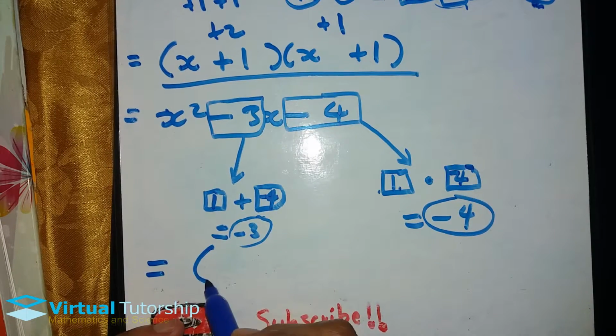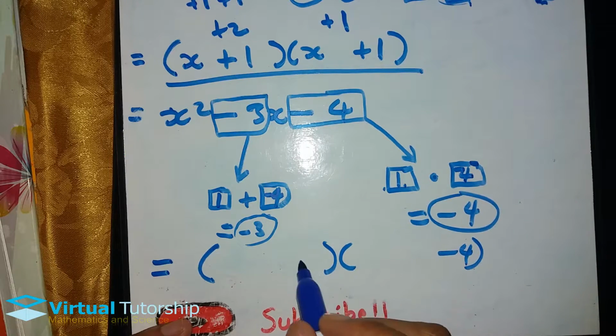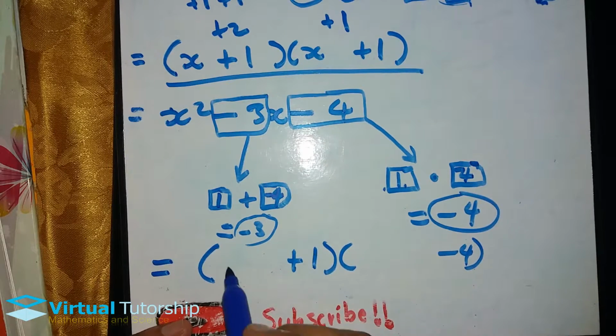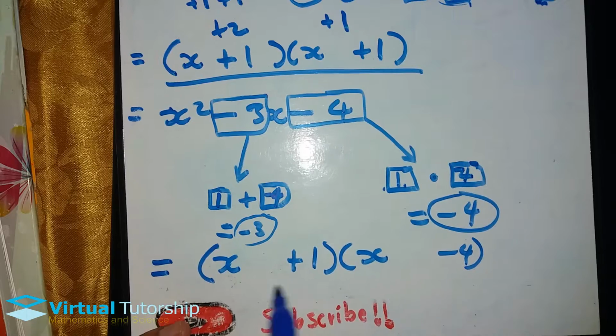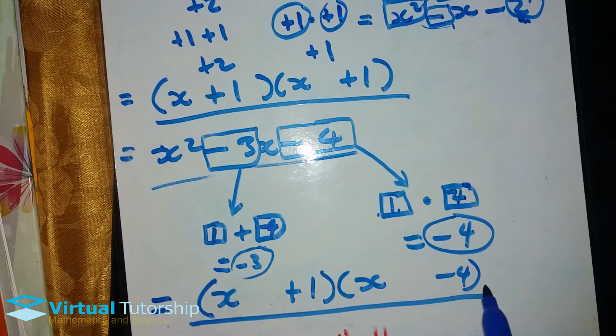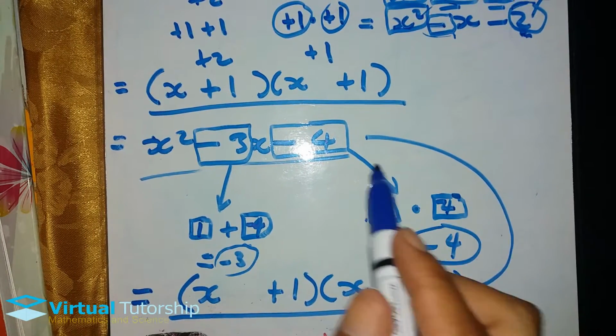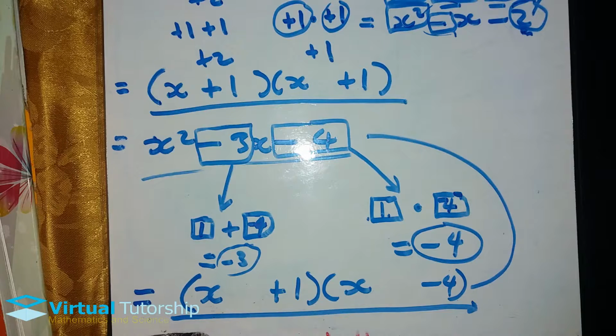So it's equal to your factors, which are (x - 4) and (x + 1). Here it's x and x. So those are the factors of this trinomial. Now multiply these brackets back using the distributive law, and it will give you back this trinomial.